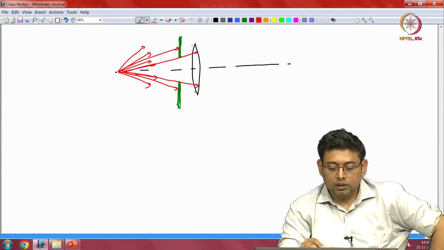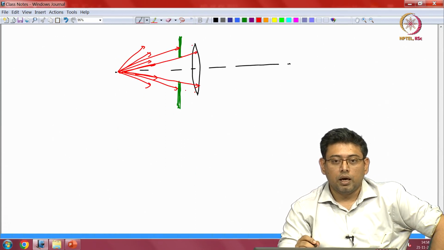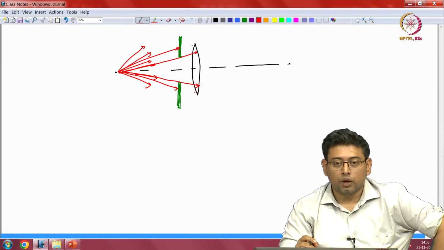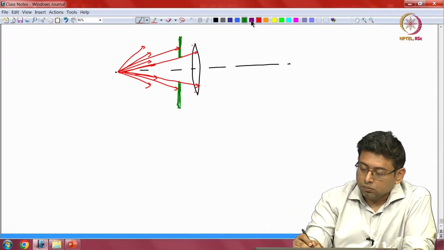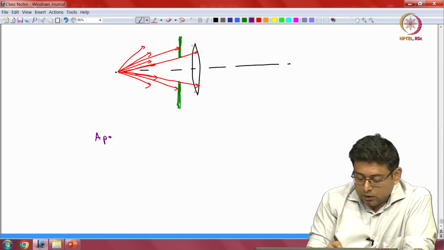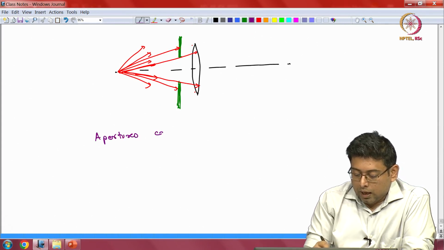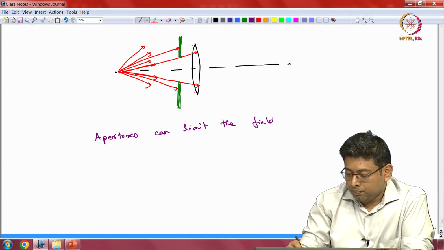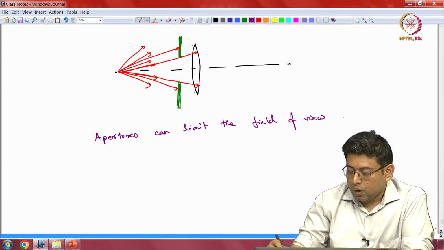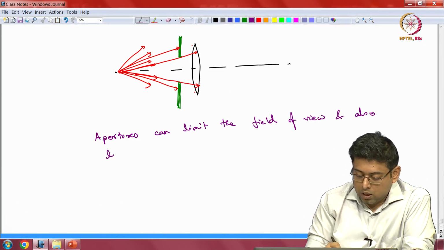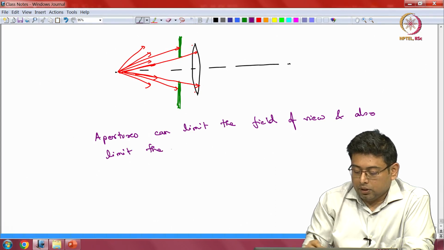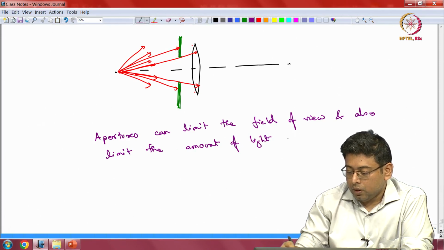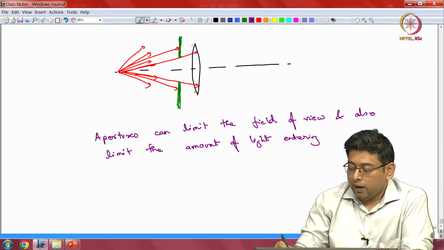Now, two things an aperture usually does in an optical system is that it limits the field of view. Okay. So apertures can limit the field of view and also limit the amount of light that is coming into the system. Okay. So the amount of light entering the optical system.